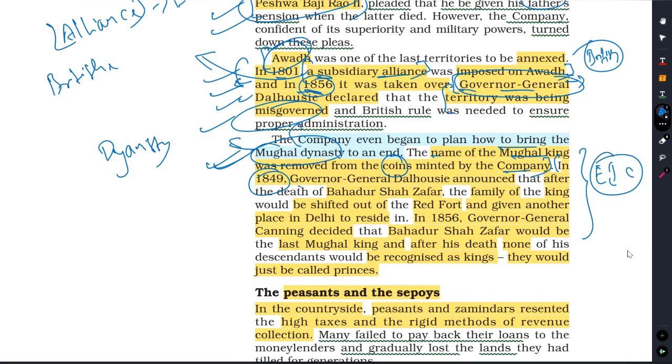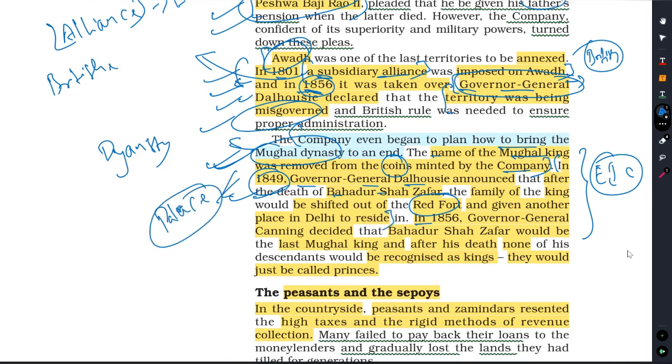In 1849, Governor General Dalhousie announced that after the death of Bahadur Shah Zafar, a ruler of the Mughal dynasty, the family of the king would be shifted to another place out of the Red Fort. The Red Fort was the palace of this Mughal dynasty.